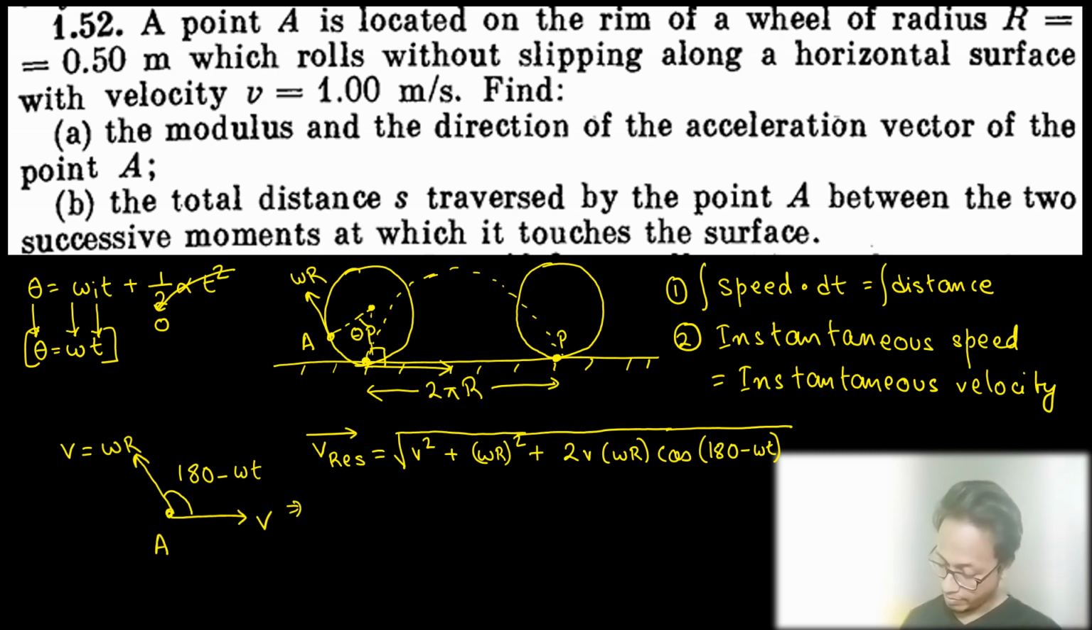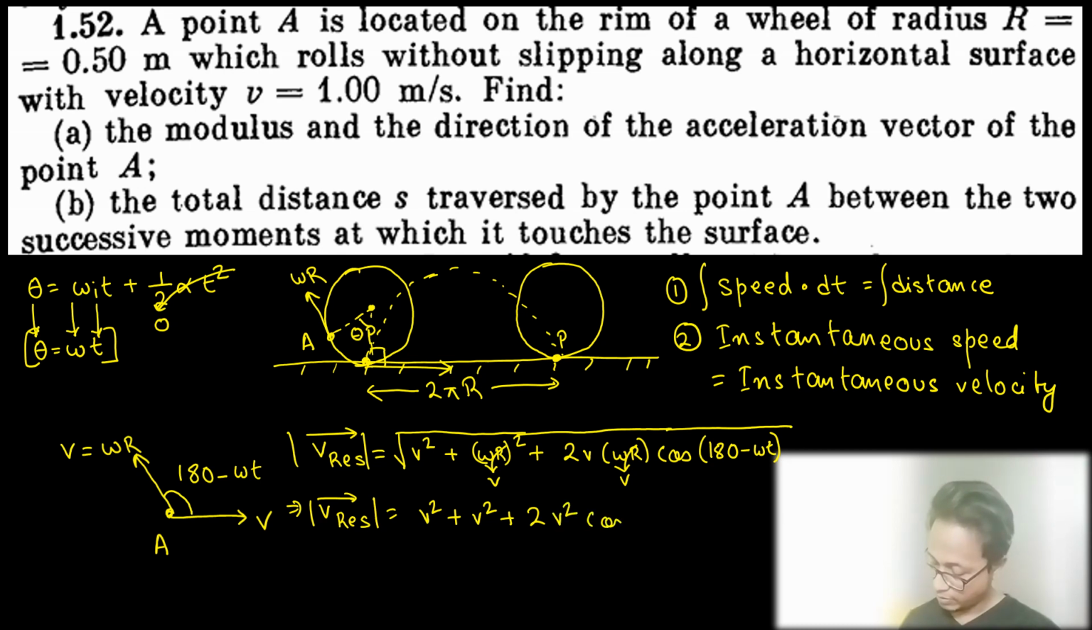The magnitude of the resultant vector is equal to v square. Omega r can be written as v for pure rolling. So if I substitute omega r as v, square plus 2v square cos of 180 minus omega t.